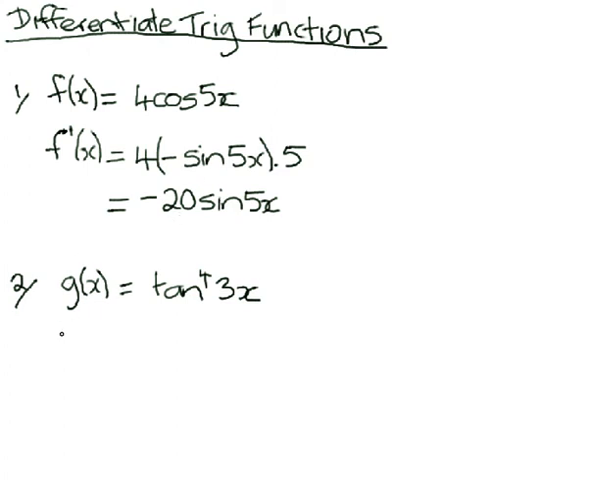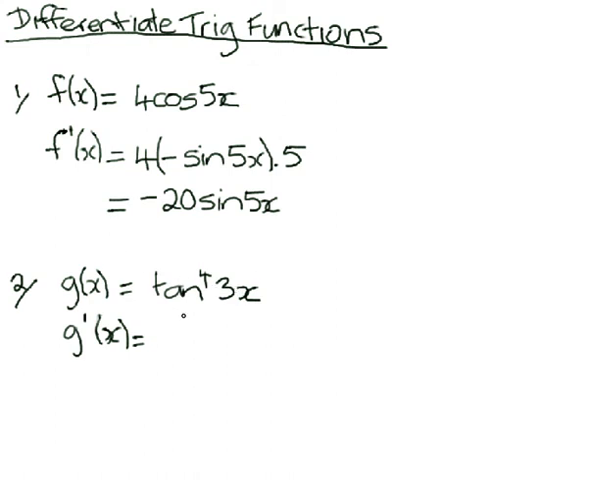This next one, g of x equals tan to the power of 4 of 3x. So the derivative, g dash x. Now this is actually 3 functions embedded together. We've got to the power of 4, we've got the tan function, and we've got the 3x.